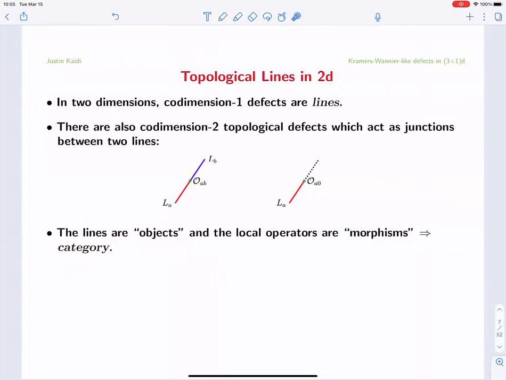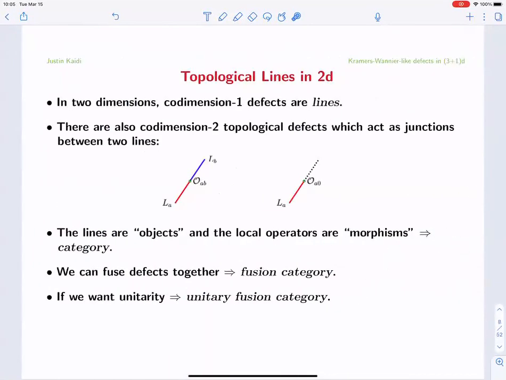Now, in the current case, we're going to want some notion of fusion. We're going to want to be able to fuse two lines. As we'll see in a second, this is sort of like the composition law of a group, if there's some group. More generally, it's the composition of two symmetry actions. And so this will give rise to some extra structure which promotes this to a fusion category. We'll talk more about fusion in a second.